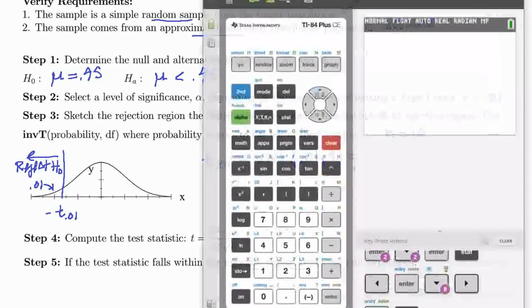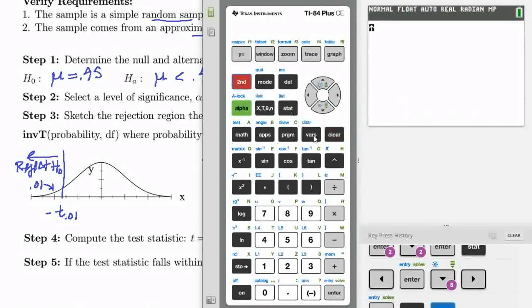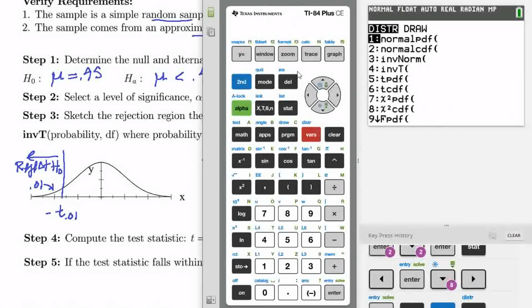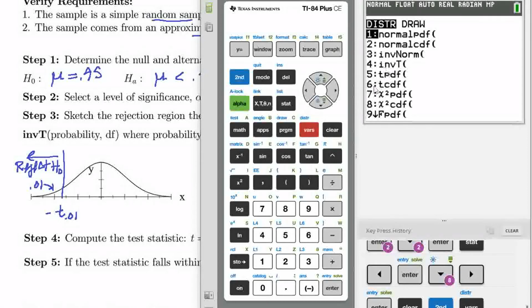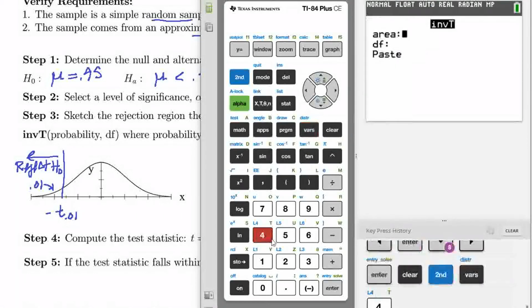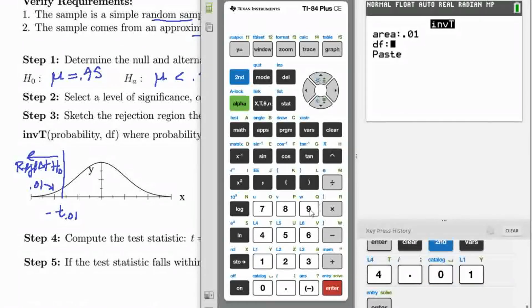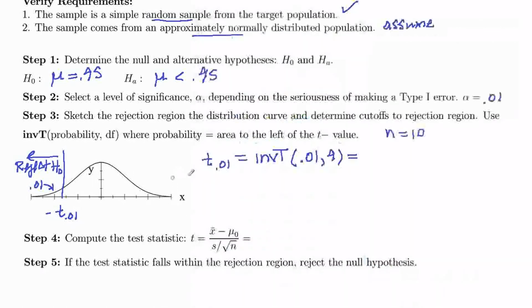Let's go ahead and enter that into the calculator. We go to the second variables menu, and we want inverse t, which is option number 4. Our left area, 0.01, and then our degrees of freedom, 9. So negative 2.82. That is our critical value. If our test statistic is less than negative 2.82, we reject the null hypothesis, otherwise we accept it.